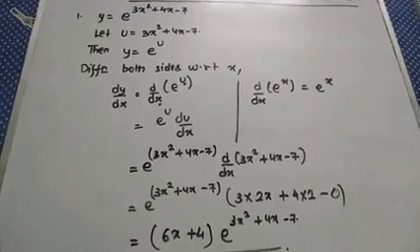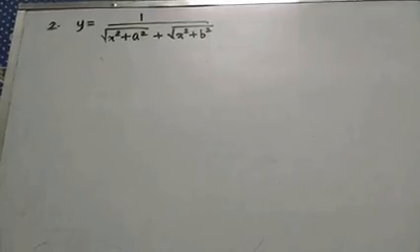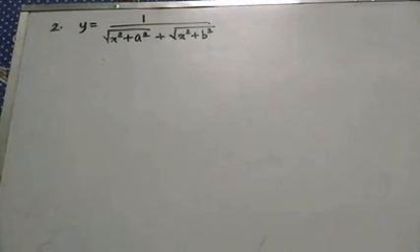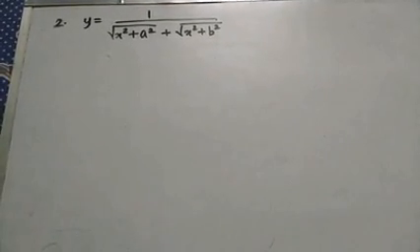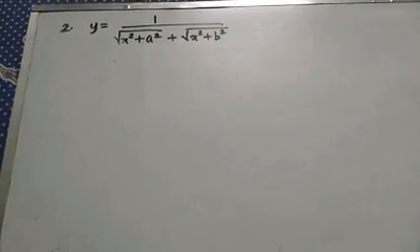So this is the first question we have solved. Now let us proceed to question number 2. The second question is y equals 1 divided by root over x square plus a square plus square root over x square plus b square.